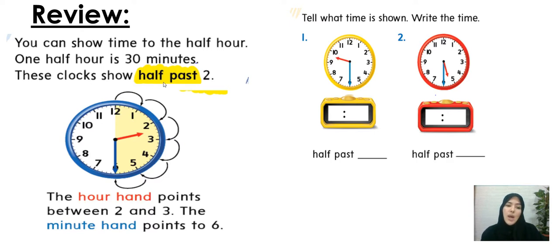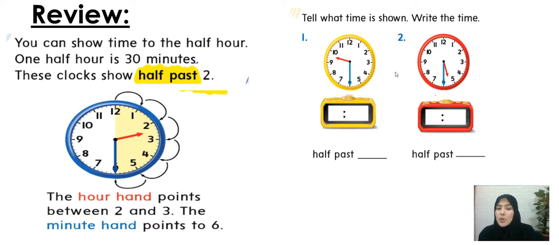These clocks show 2:30. We all know that the short hand is the hour hand and the long hand is the minute hand. The hour hand points between 2 and 3, and the minute hand points at 6, which is 30 minutes. So this clock is showing 2:30.